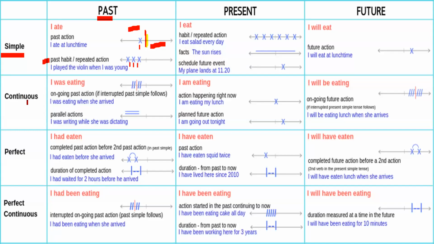The second one, continuous tense in the past. It's an ongoing past action, and if interrupted, past simple follows. The first example, I was eating when she arrived. Again, this is the point of present, and this is the past.